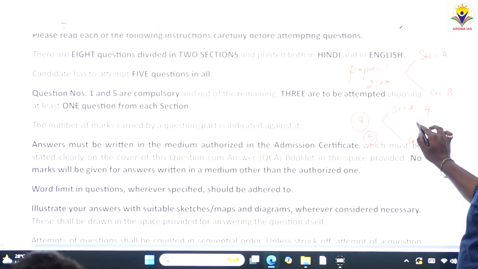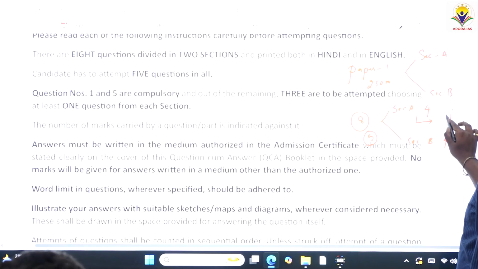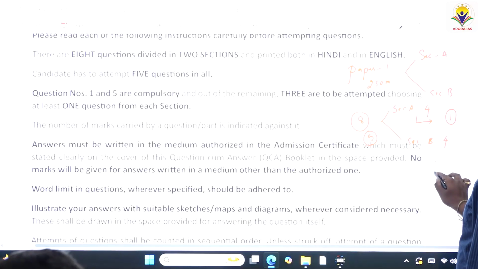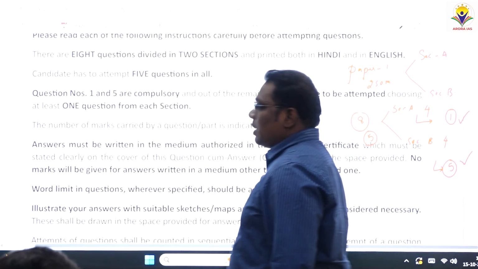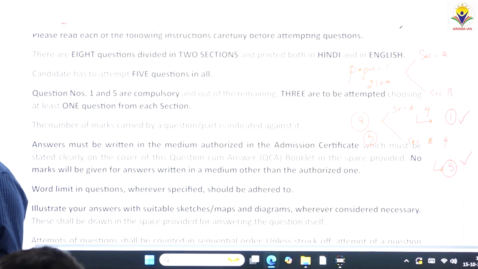Out of this, question number 1 of section A and question number 5 of section B are compulsory. That is, the first question of every section is compulsory. You have to attend that question.